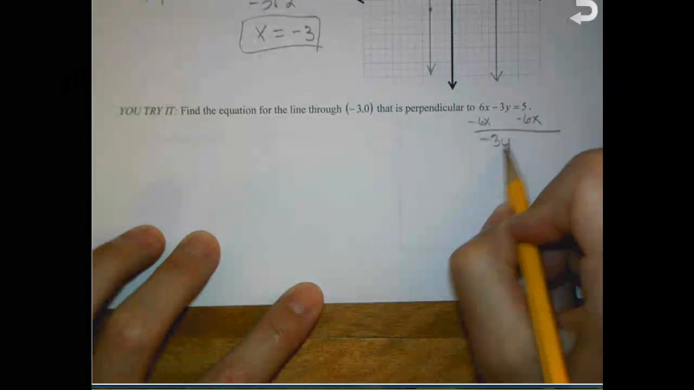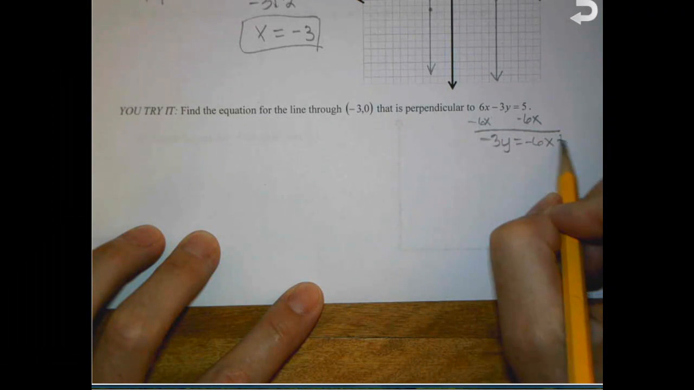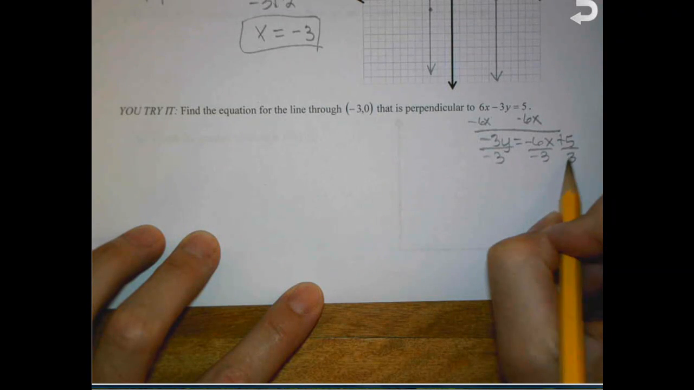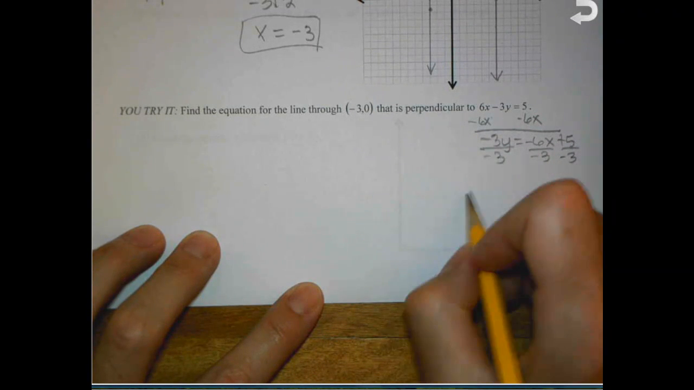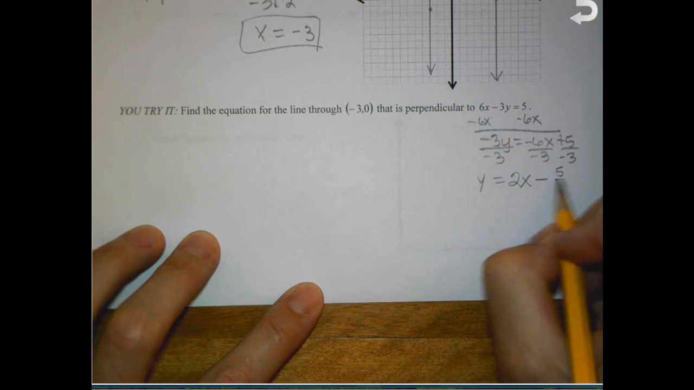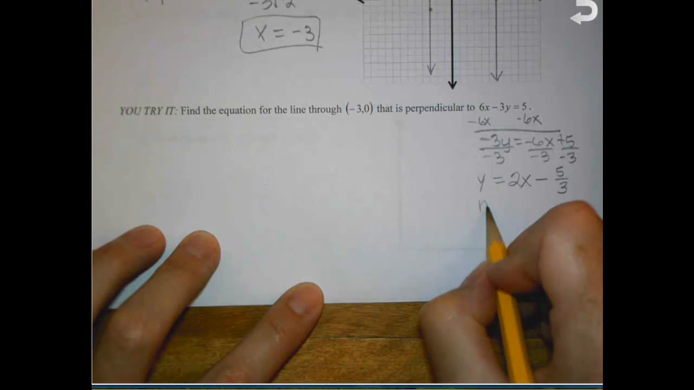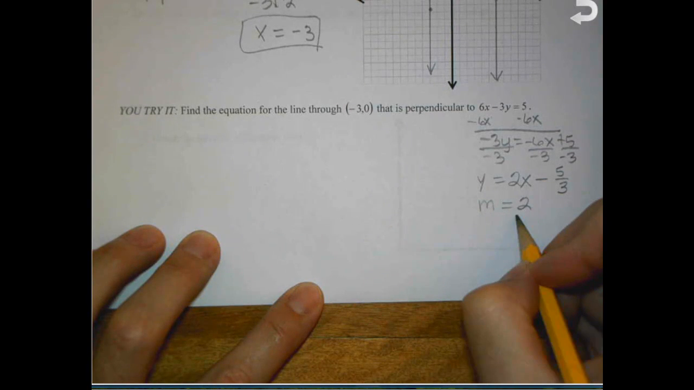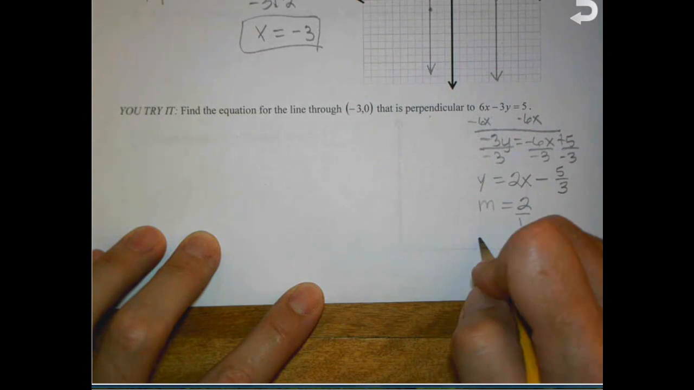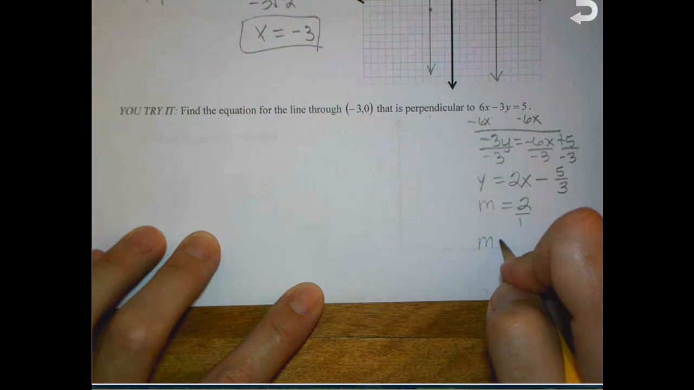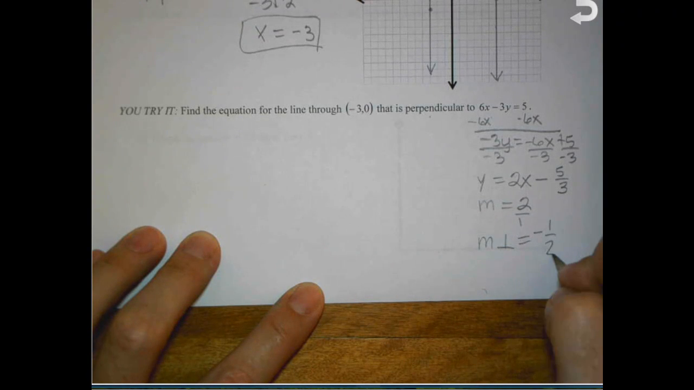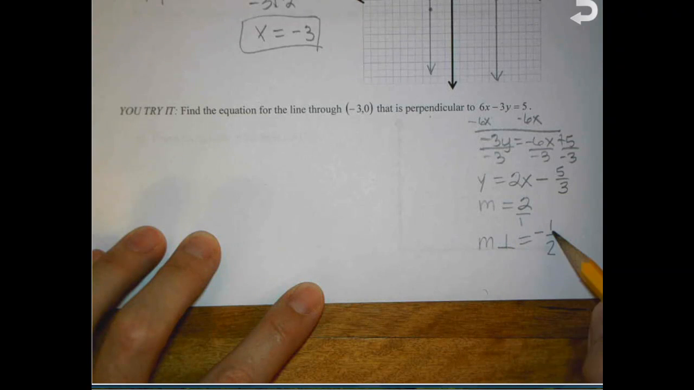-3y = -6x + 5. Divide by -3. And I end up with y = 2x - 5/3. So my slope here is a 2, or a 2 over 1 if I want to use it that way. And I need a perpendicular slope. So my perpendicular slope is going to be -1/2, because I have to flip this over and flip the sign.